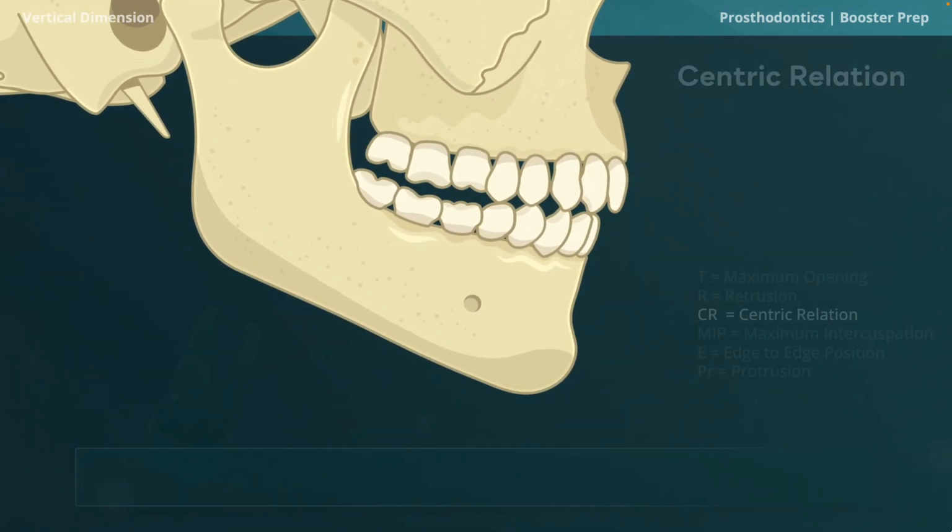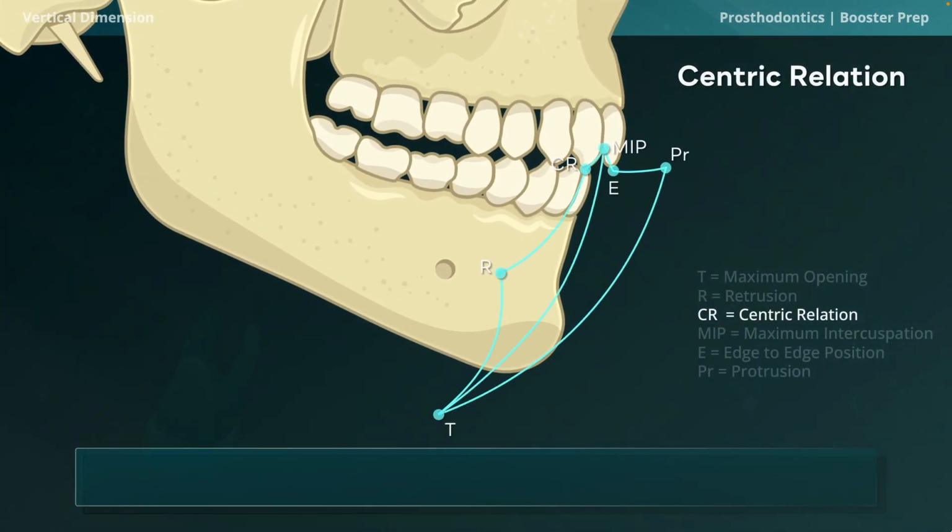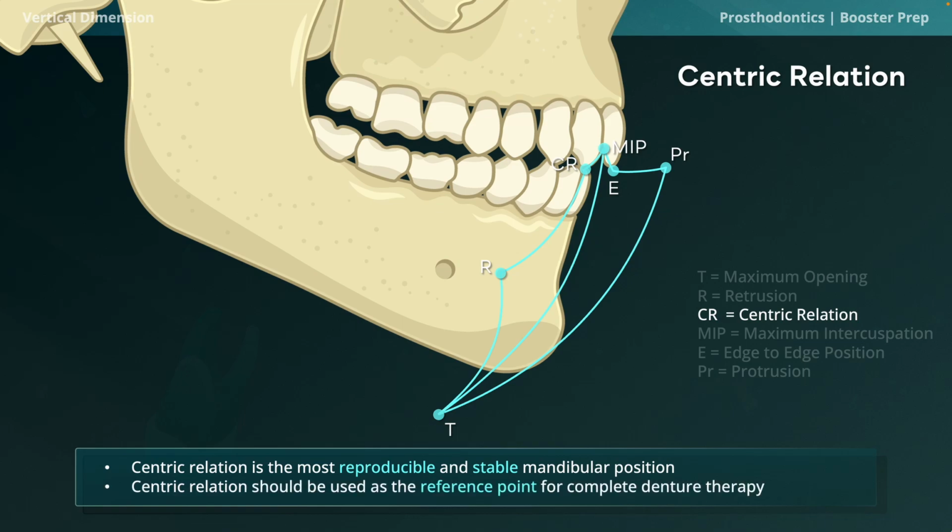Another important factor that must be determined when making complete dentures is the position we are restoring to. Now, you guys all know about centric relation. It's the most reproducible and stable mandibular position, and therefore it should always be used as the reference point for complete denture, even if only one arch is edentulated. But especially for fully edentulous patients. Because if you think about it, edentulous patients have no teeth to provide a reference point. So centric relation is used as this reference point because it's a reproducible and stable position.